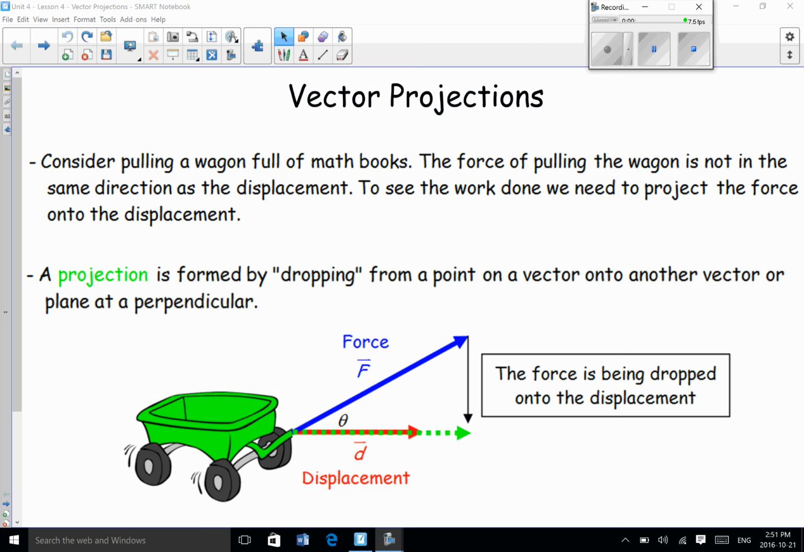To actually calculate a vector projection, what we're going to do is drop a vector onto another vector. So we'll take a look at this first one here, this is the picture. If we look at the direction that we're pulling in, and we drop that from the point downwards in the direction we're pulling, we form a triangle, a nice right angle triangle. And the distance from where the force started to where it was dropped would be called our vector projection.